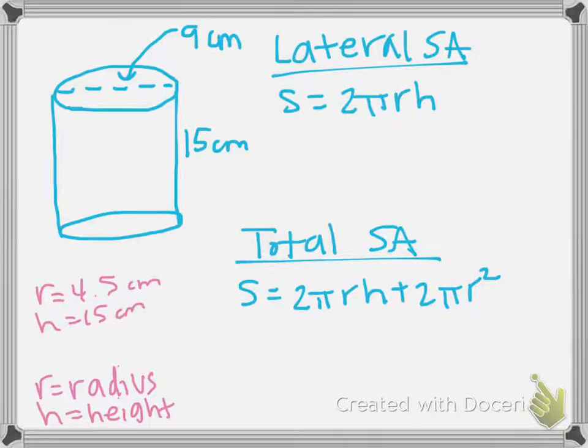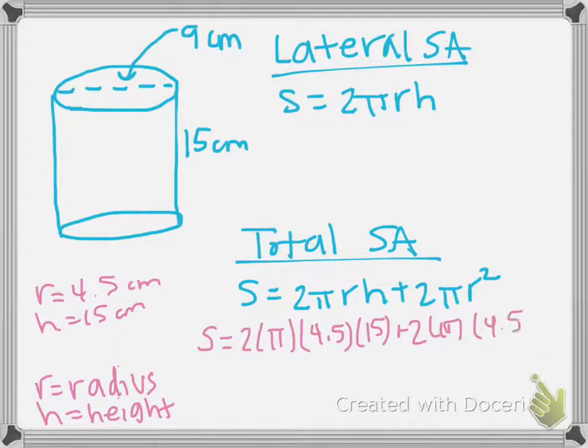So now all we do is plug it into our formula. I'm going to only solve here for the total surface area, but you need to be familiar with both formulas. So S equals 2 times pi times 4.5 times 15 plus 2 times pi times 4.5 squared. Now, this is me putting it into my calculator, so go ahead and pause. If you don't have a calculator at home, you can use Desmos.